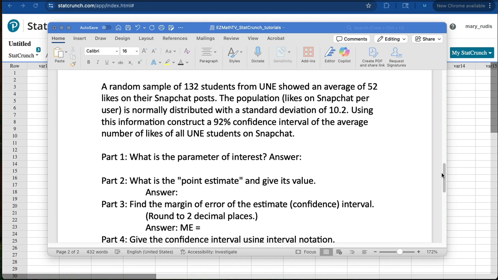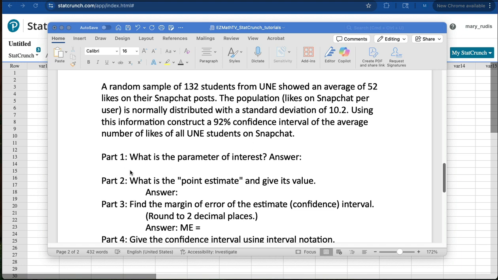So let's read the question. A random sample of 132 students from UNE showed an average of 52 likes on their Snapchat posts. The population, which is likes on Snapchat per user, is normally distributed with a standard deviation of 10.2. Using this information, construct a 92% confidence interval of the average number of likes of all UNE students on Snapchat.